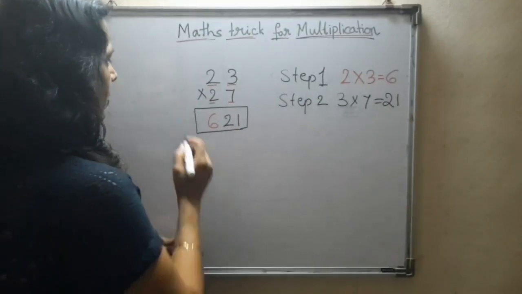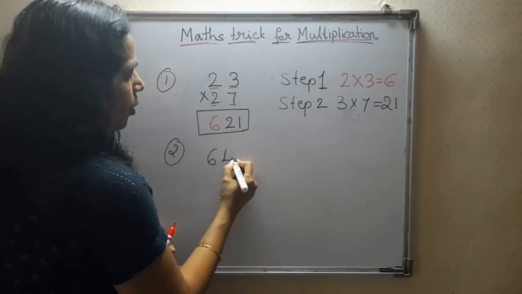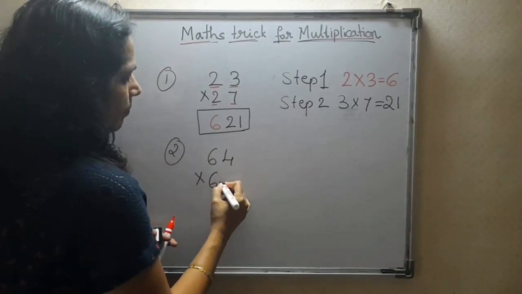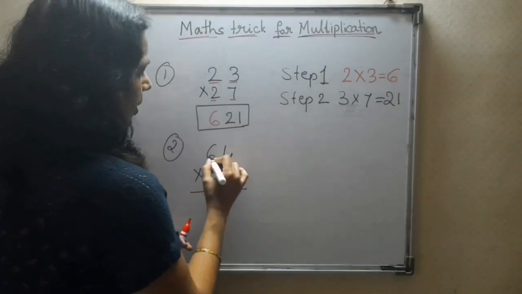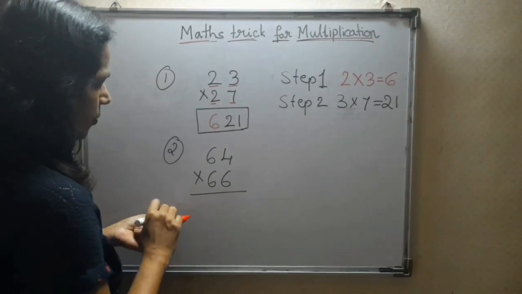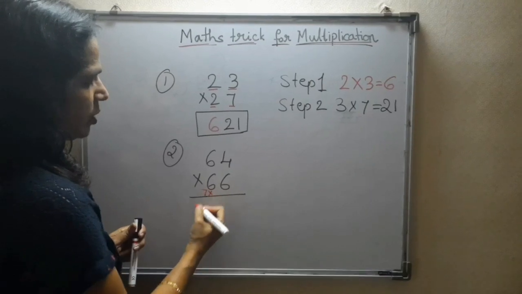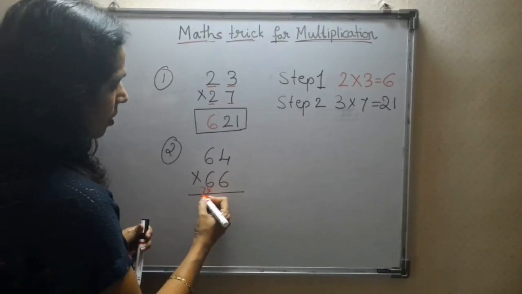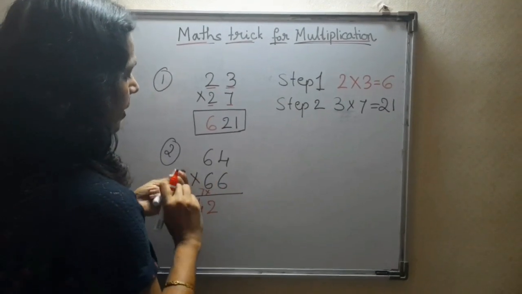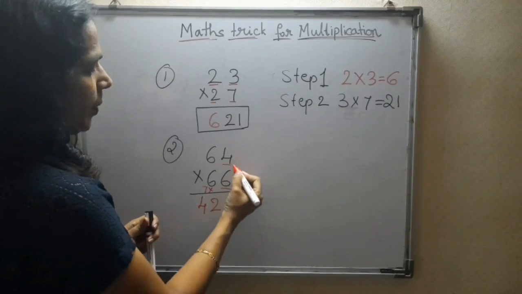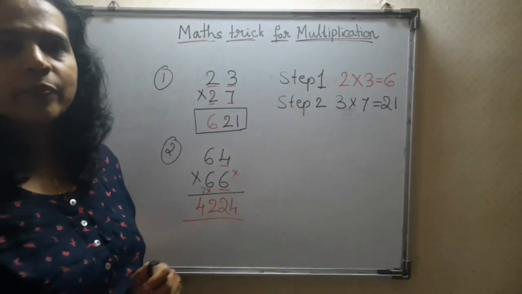Let us take another example. If I am taking 64 multiplied by 66, what is the first step? Take 6, the next number of 6 is 7. Multiply 6 into 7, which is 42. Then go to the units place, 4 and 6. Multiply 4 into 6. How much? 24. This is our answer.